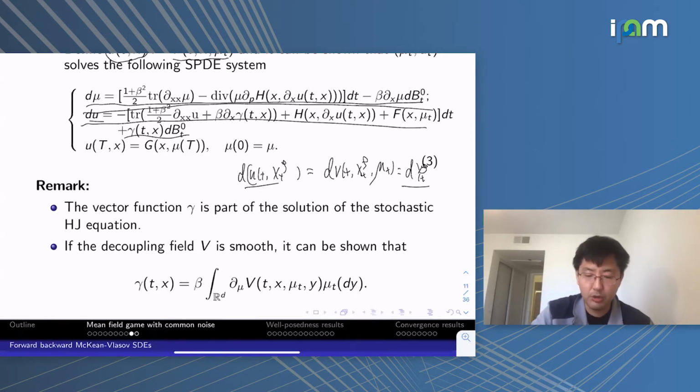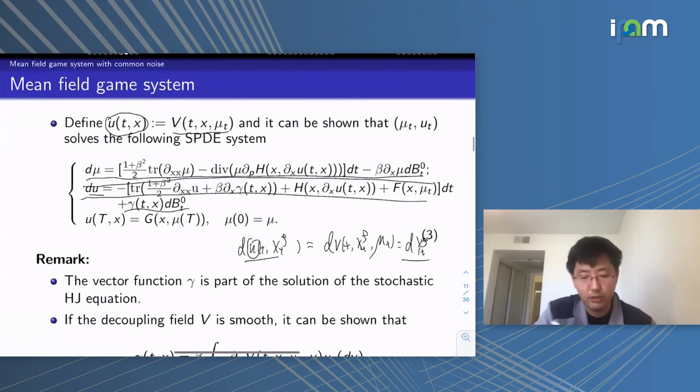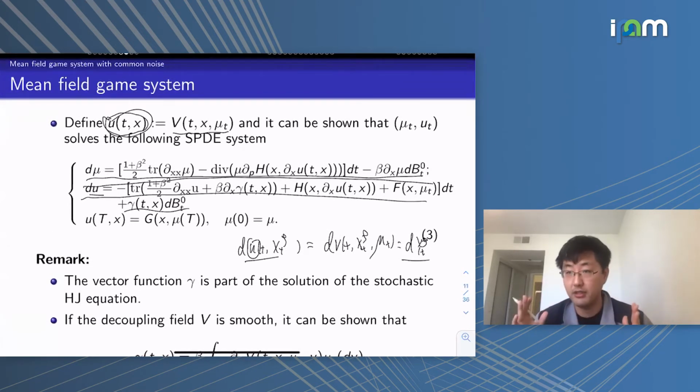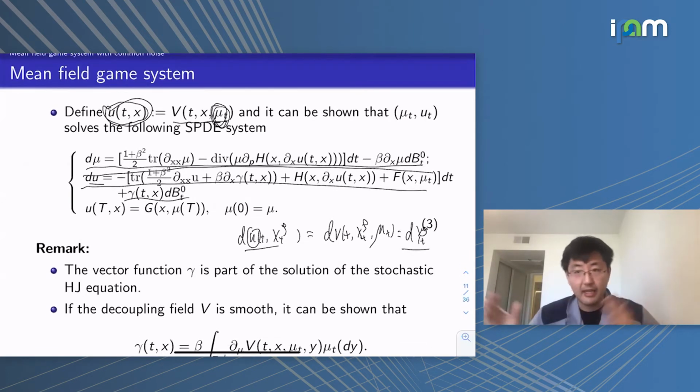Here I forgot to say that u is actually a stochastic function. It is a variable with respect to the filtration generated by the common noise, because mu_t here is random. So u here is a stochastic function. And again, just compare the coefficients, and you will get these stochastic Hamilton-Jacobi equations. I want to say that this is a backward stochastic Hamilton-Jacobi equation.